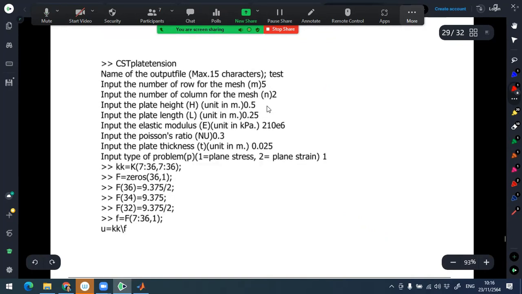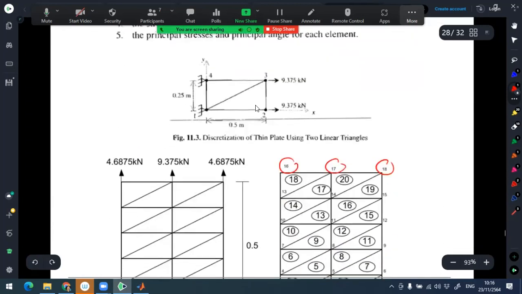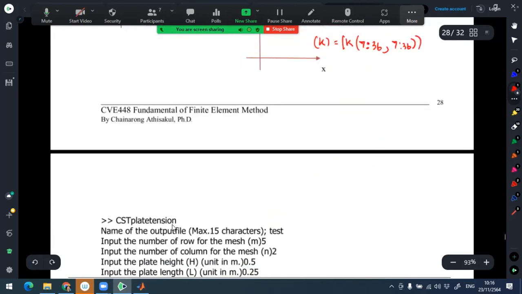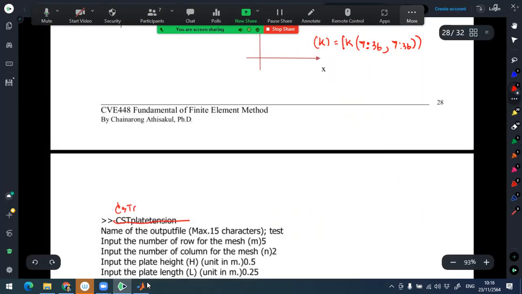Okay, so then we will use the M file. Sorry for this, I just changed the M file number. You just choose CST global stiffness number 2. Okay, CST global stiffness 2. We will apply this.